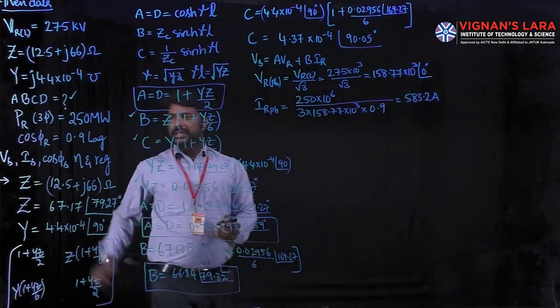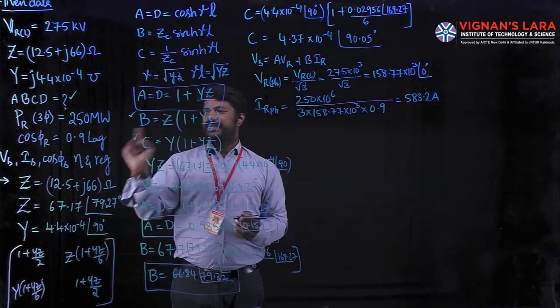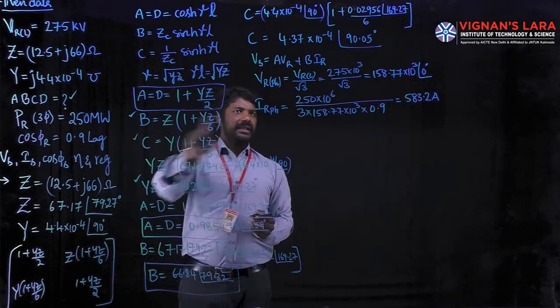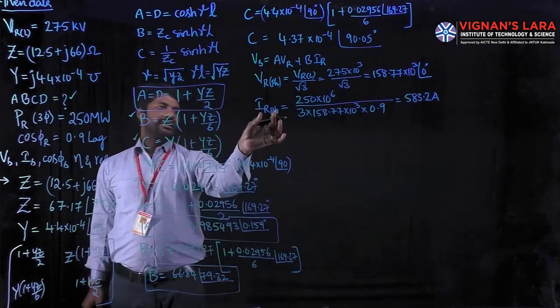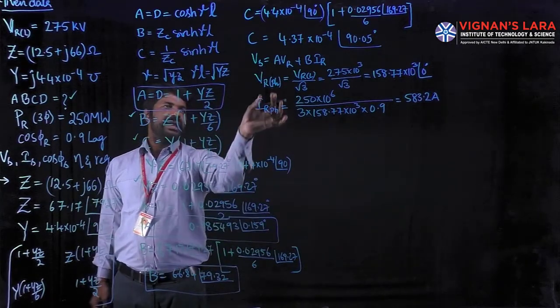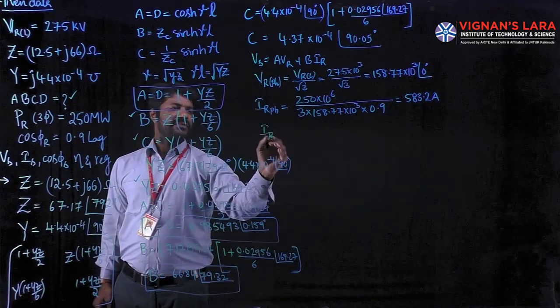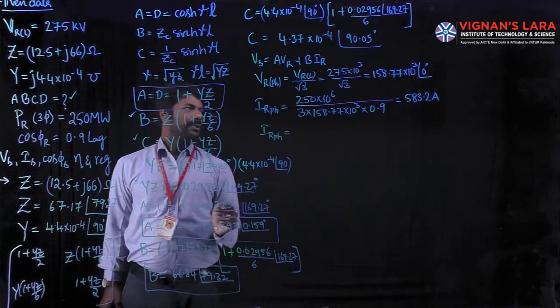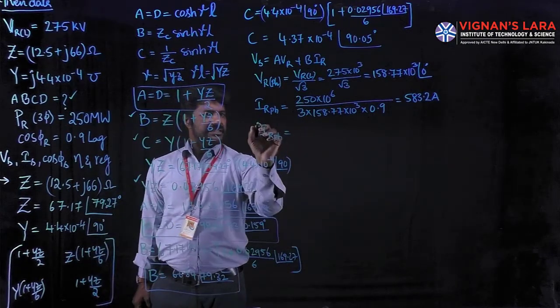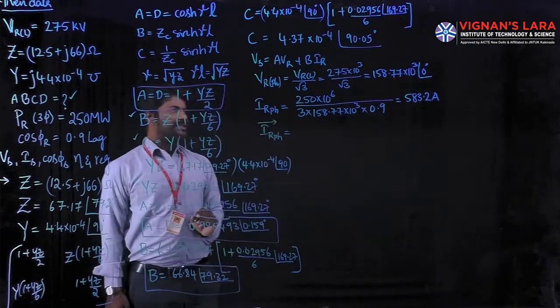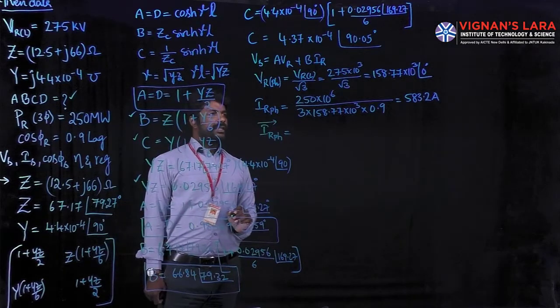And we know that the power factor is a lagging power factor. Since the power factor is lagging, this IR phase, current on the receiving end side, will be a lagging current with respect to this voltage. Then I can write this IR phase as its magnitude, because it is a phasor, its magnitude as well as angle. How to get the angle?